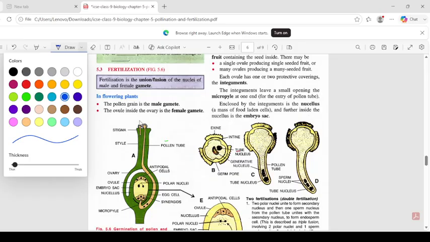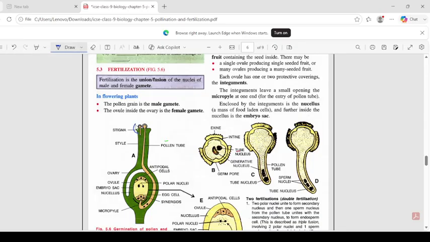So this pollen grain germinates at the stigma after pollination. There are two conditions. If the pollen grain is of the correct or compatible type, it will germinate. If it is of the wrong type, it will be eliminated. Wrong type means, suppose, the pollen grains of mustard cannot germinate on the stigma of China rose, so that will be rejected. And if it belongs to the same species, it will germinate.